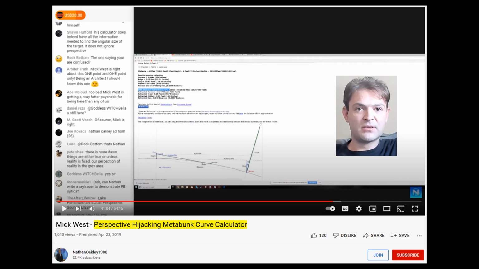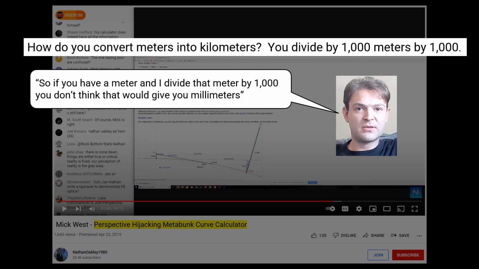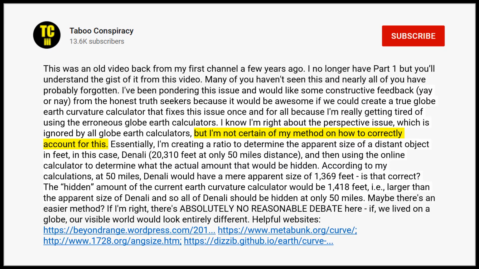Yes, we're talking about the perspective hijacking Metabunk curve calculator, which was started over 2 years ago by none other than Nathan Oakley. Of course, Nathan showed the YouTube community that he was not even able to understand simple math concepts, so he could not back this claim. So does Taboo have the math skills to do this? Because he does say, I'm not certain of my method on how to correctly account for this.